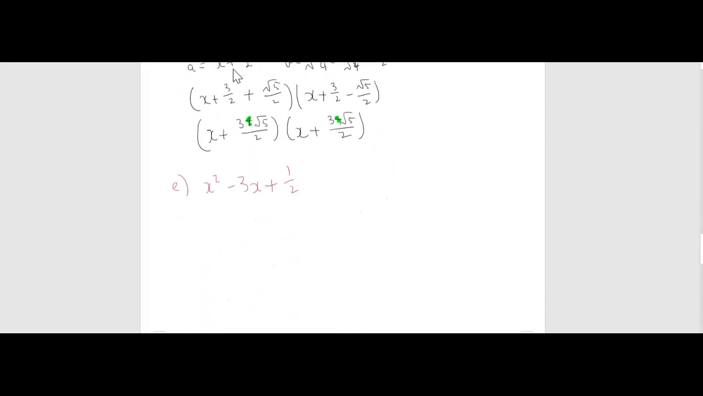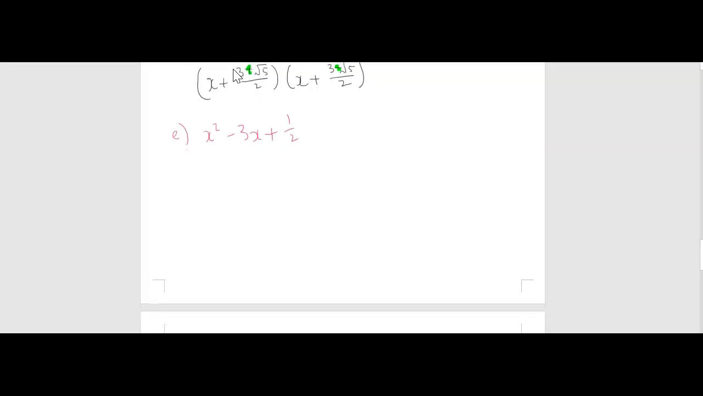Just going to make sure I've written that down correctly. x squared minus 3x plus a half. All right, so b again is your coefficient of x. Now in this case, and I think this is the first negative one we've done, b is negative 3, which is fine. It just means when we're substituting it in, it's going to be minus 3 on 2.